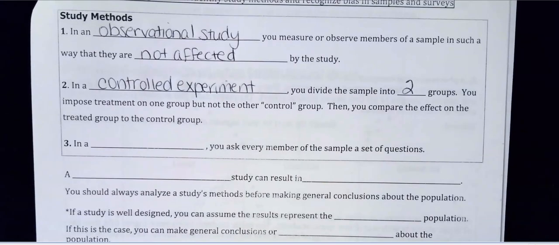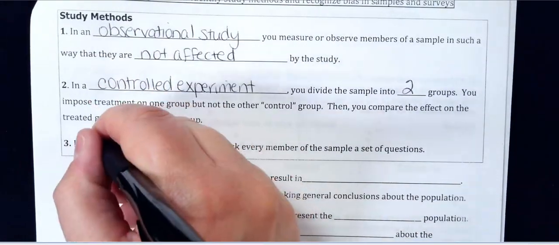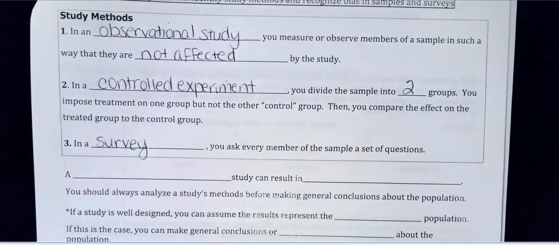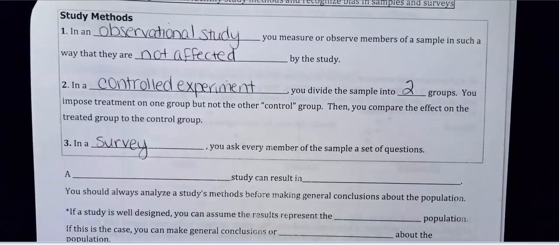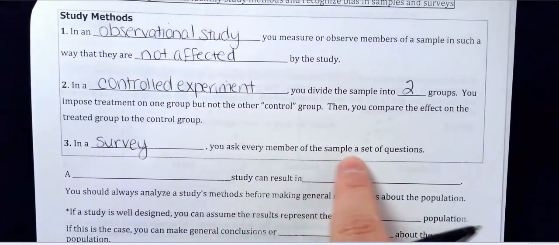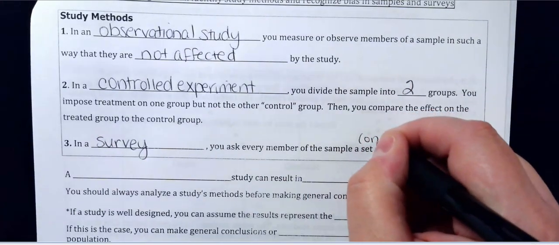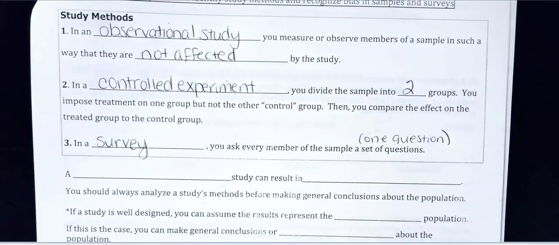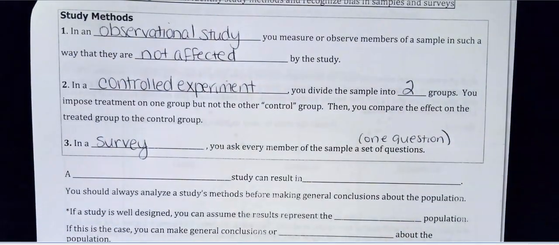All right, and the third one is literally just a survey. So it's going to say in a survey. So like a Google form or something like that, you're going to send people questions. And it does say you send everybody in the sample a set of questions. It could just be that you just ask one question. It doesn't have to be like 300 questions. It could just be one question. It could be 2 questions. It could be 50 questions. But a survey is you're sending somebody, or maybe you walk up to them and ask them in person, but you're just asking questions.